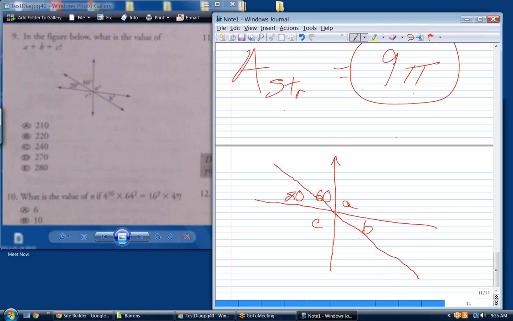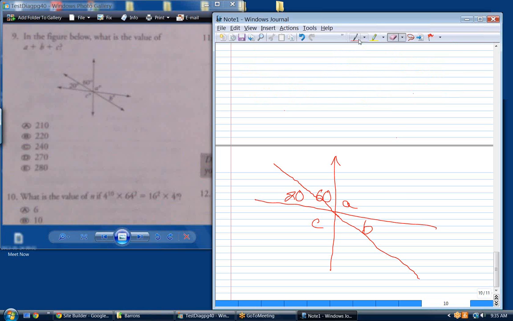Let's look at angle B first. Angle B we know. Whenever you have 2 lines cross, this angle is always equal to that angle, and this angle is always equal to this angle. The vertical angle theorem. Geometry. So immediately we know that angle B is 20.